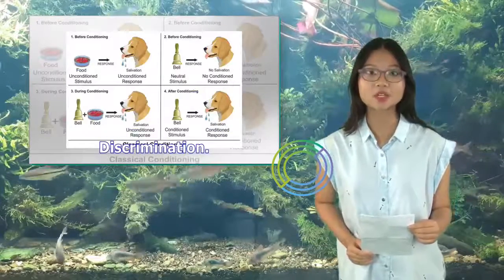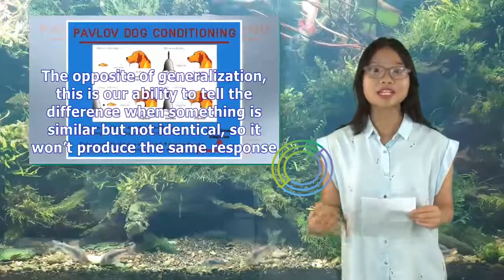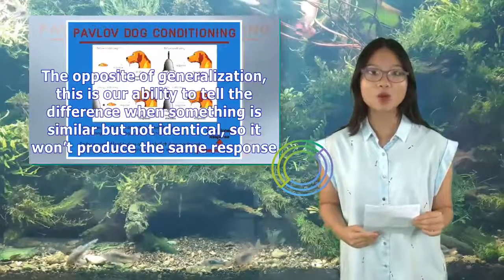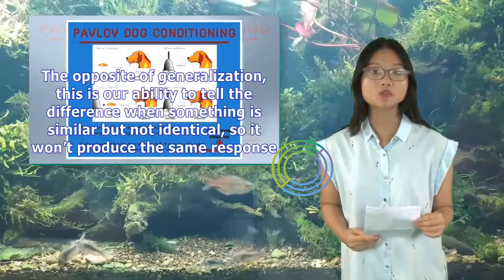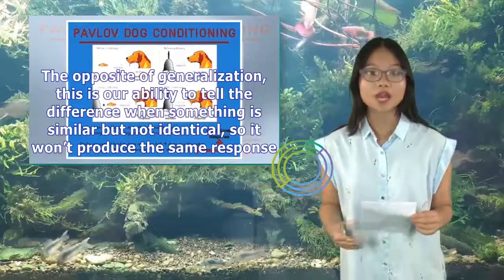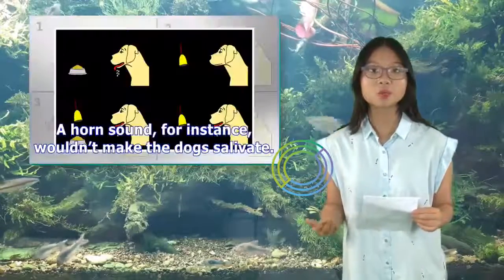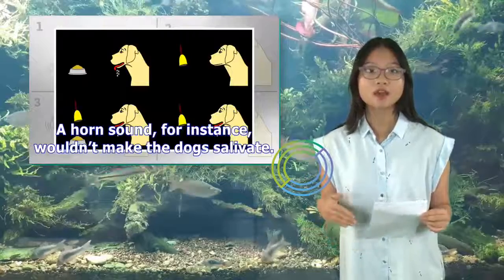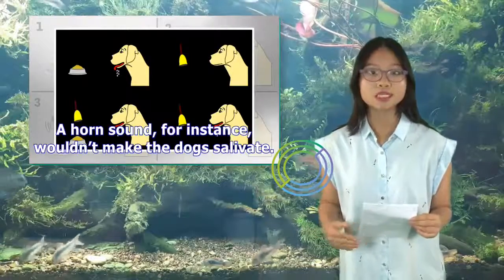Discrimination. The opposite of generalization, this is our ability to tell the difference when something is similar but not identical, so it won't produce the same response. A horn sound, for instance, wouldn't make the dogs salivate.